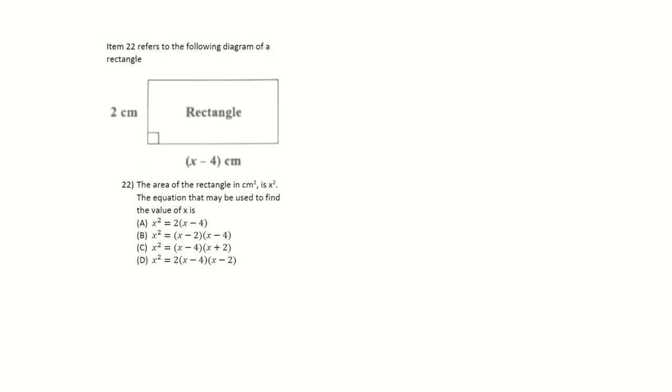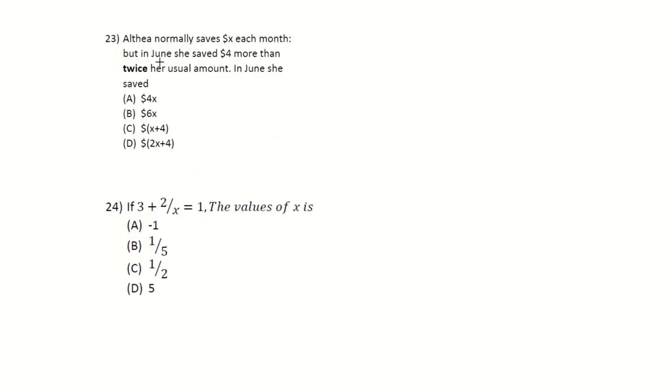This is a question that we did already. They told you that the area is x squared. Even if it looks similar, guys, please check it over. 2 by x minus 4. So the answer is A. This one, Althea normally saves x each month, and in June she saves 4 more than twice her usual amount. Twice is 2x and 4 more, that's 2x plus 4.